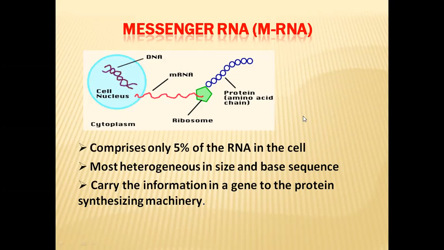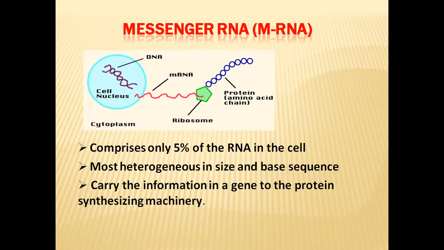The first one is messenger RNA. This is also called mRNA. This is a very, very important one. It comprises 5% of the total RNA present in the cell, and it is coding RNA. The remaining RNAs are all non-coding RNAs, but this mRNA is called coding RNA. Why? Because it possesses codons. Codons are very, very important signals required for protein synthesis. So these signals required for protein synthesis are present in mRNA.